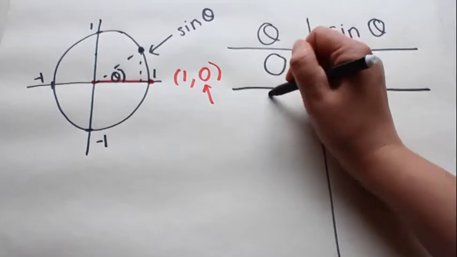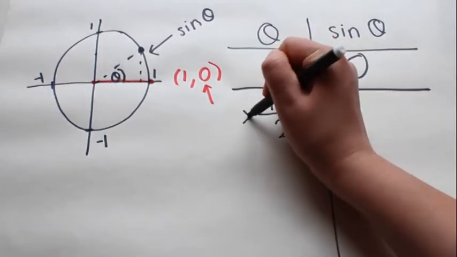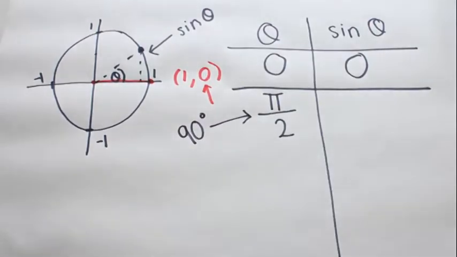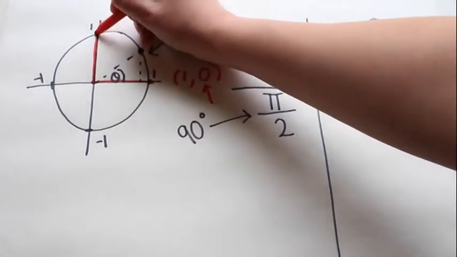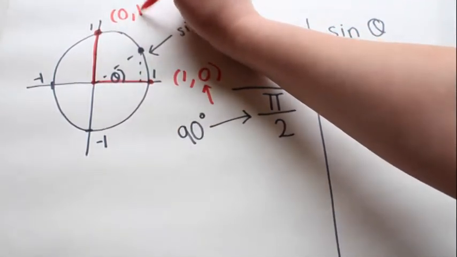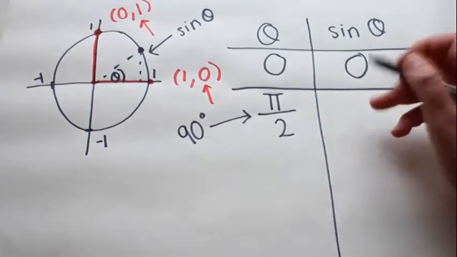For theta equal to 2 pi over 4, which is equivalent to a 90-degree angle, the angle line intersects the unit circle at the point (0, 1), so with a y value of 1.